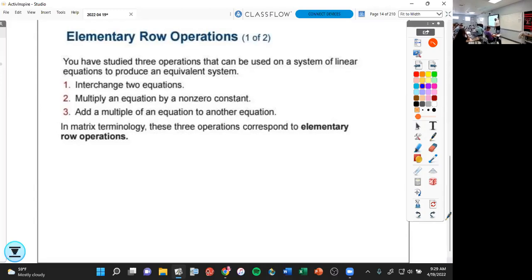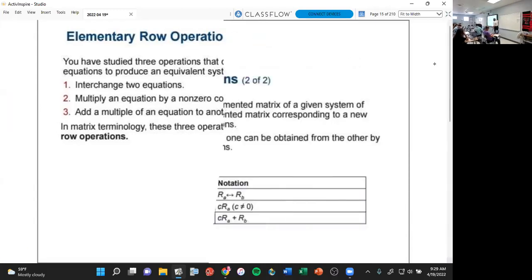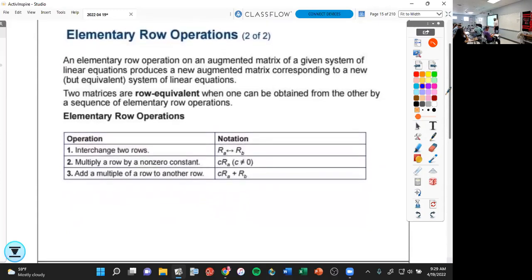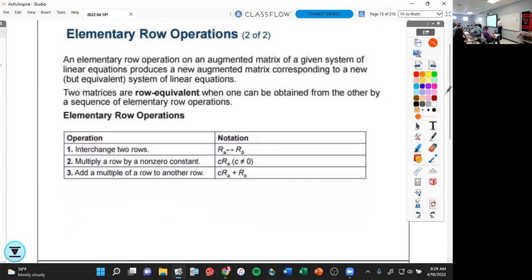All right. An elementary row operation on an augmented matrix of a given system of linear equations produces a new augmented matrix corresponding to a new but equivalent system. Two matrices are row equivalent when one can be obtained from the other by a sequence of elementary row operations.